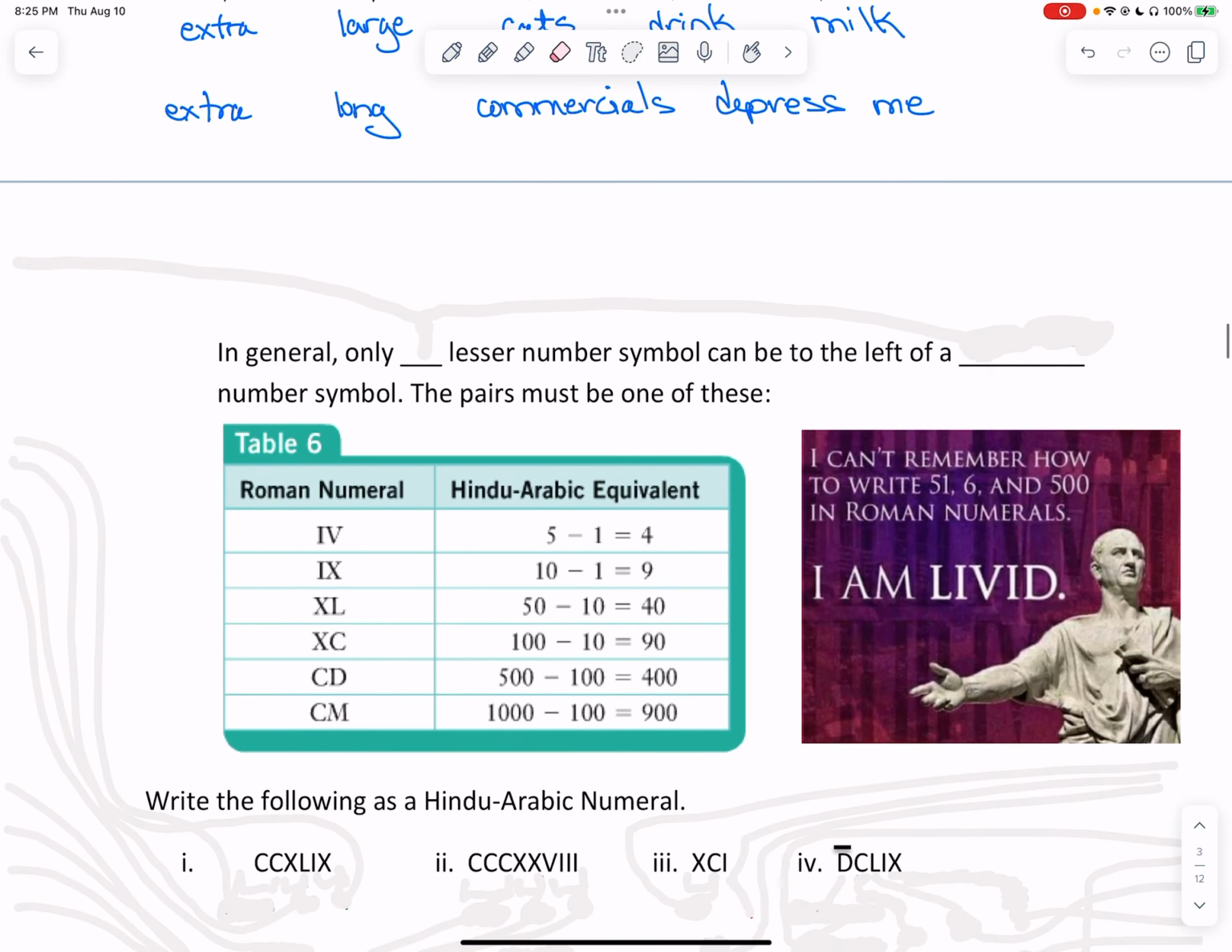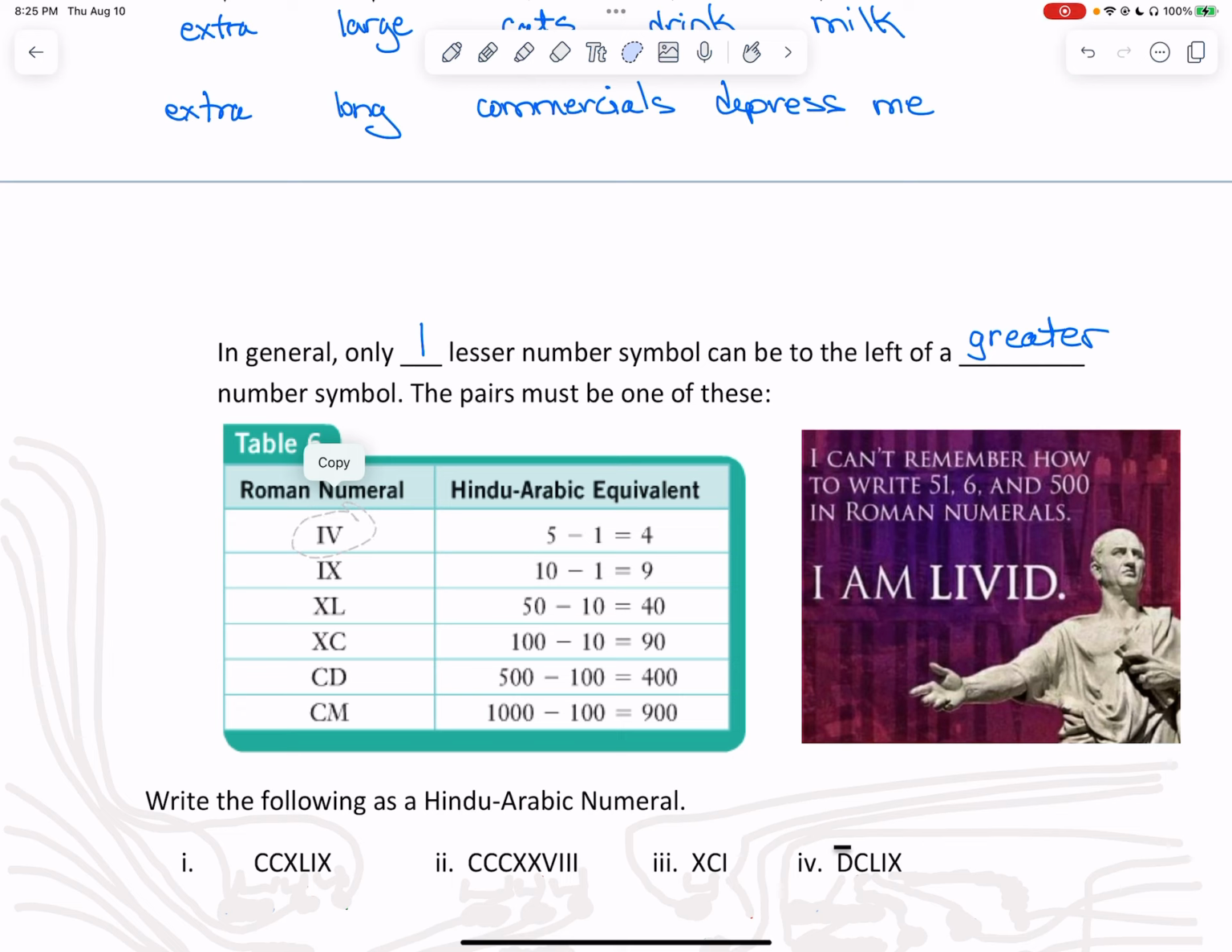Also, it's really important to realize that only one lesser number symbol can be to the left of a greater number symbol. What that means, and you're probably used to seeing this, is that the 1 in front of the 5 means I'm going to subtract it.